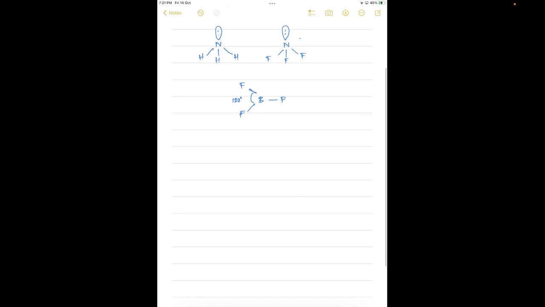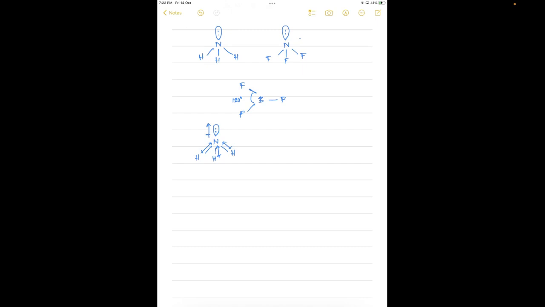So for NH3, if you draw the dipole vectors, this is actually the lone pair. The hydrogen atom is less electronegative than the nitrogen atom, we know that. So for this bond, the dipole vector will look like this, from the positive hydrogen end to the negative nitrogen end. For this bond also, and for this bond, the dipole vector will look like this. Then for the lone pair, the dipole vector will look like this, because the lone pair electrons have more electronegativity than the nitrogen atom.